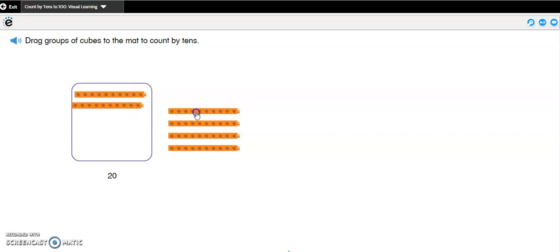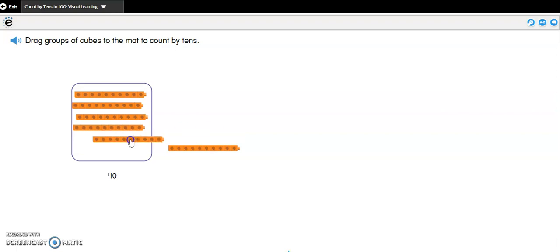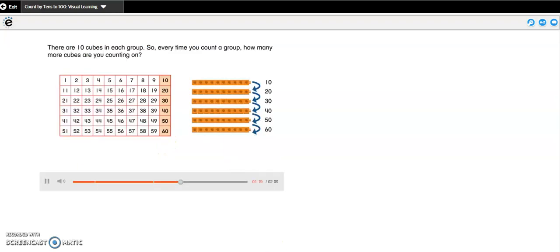10, 20, 30, 40, 50, and 60. So when we count by tens, it's a lot quicker than counting by ones. Let's try it again. 10, 20, 30, 40, 50, 60. Each time you add a group, you count on by 10 cubes.